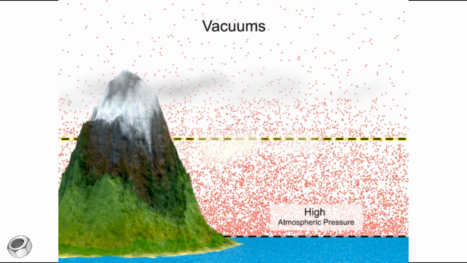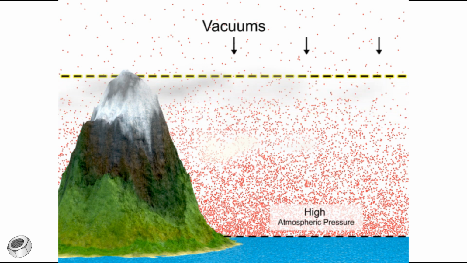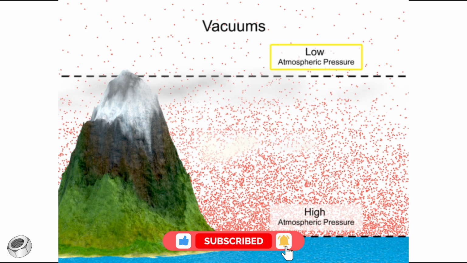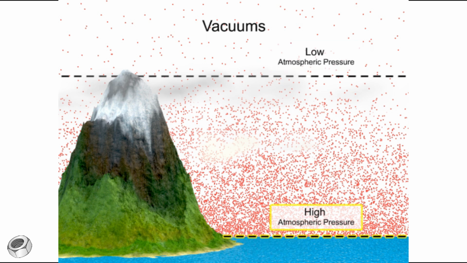As elevation increases, the total amount of atmosphere directly above the surface is much less than at sea level. Therefore, the atmospheric pressure is much lower. Atmospheric pressure decreases as elevation increases.